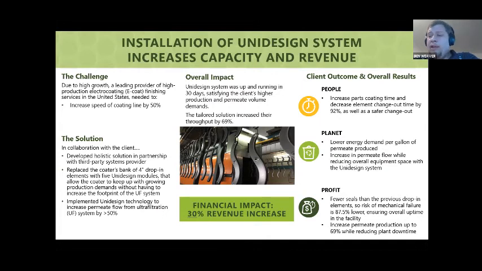So the plant manager found Solecta at a conference, and in collaboration with the client, we took our latest UF technology and replaced their 4-inch element system. They had 16 4-inch drop-in elements, and we replaced that in collaboration with them with 5 unit design modules. And the unit design is an integrated element and housing in one.